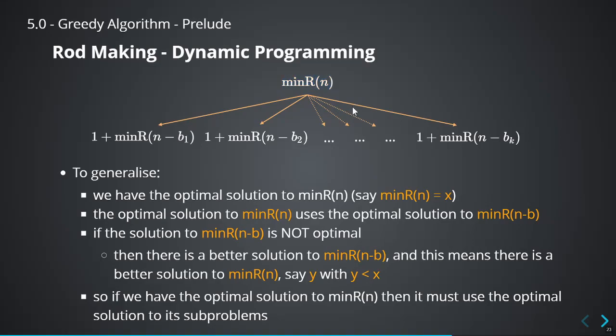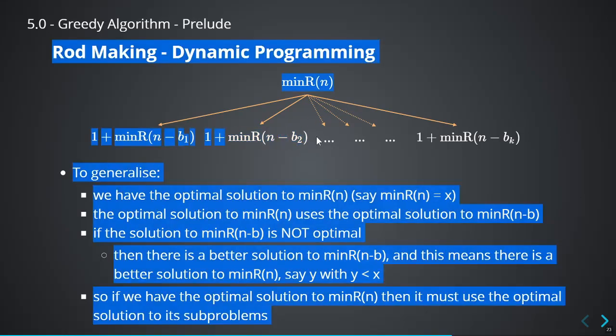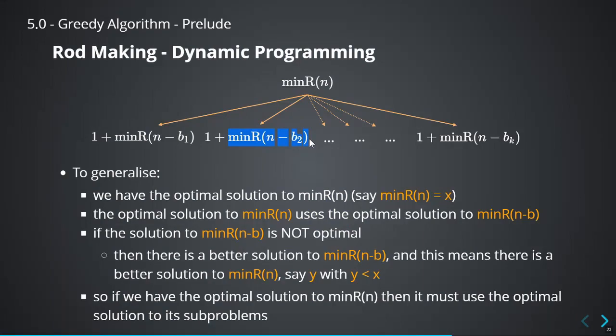So again, if the solution to min Rn is optimal, then it will use the optimal solution to the subproblems. So if min Rn uses min R of n minus b, then the solution to min R of n minus b must be optimal as well. Again, because if it's not, then I can find a better min Rn.